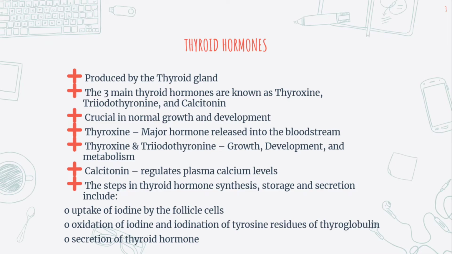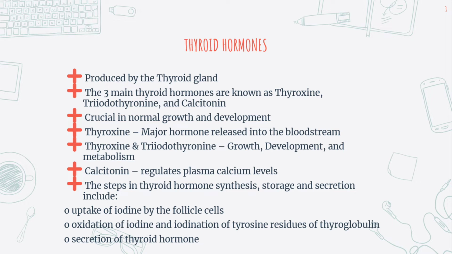Now, the three main hormones that the thyroid gland secretes are known as thyroxine, triiodothyronine, and calcitonin. All of them have similar functions which I stated earlier, which is the regulation of the body's metabolic rate, heart, digestive function, muscle, and brain development, and bone maintenance. Thyroxine is the major hormone released by the thyroid gland into the bloodstream.